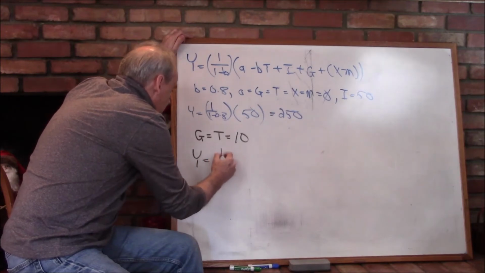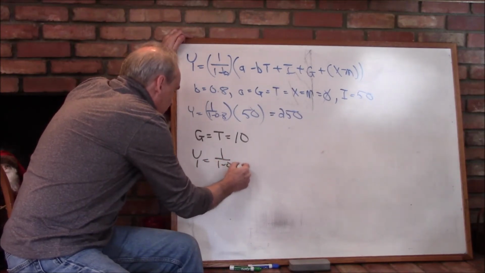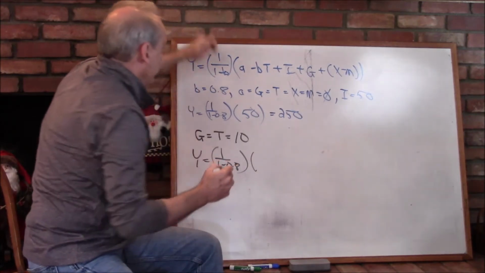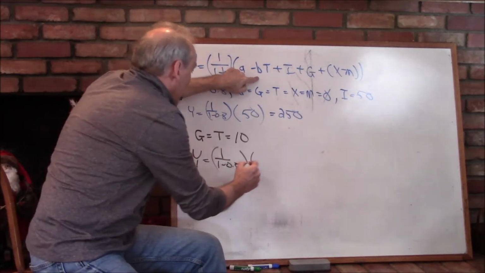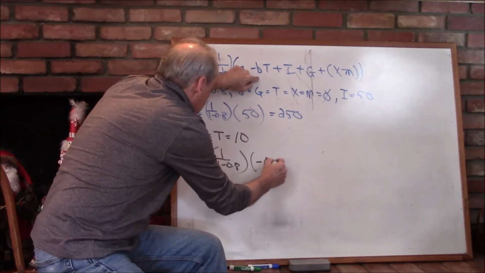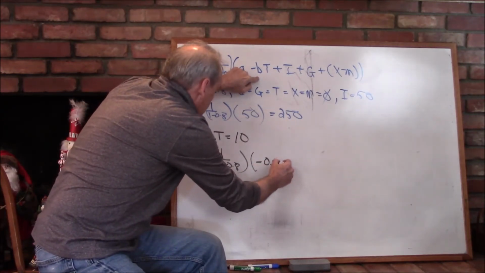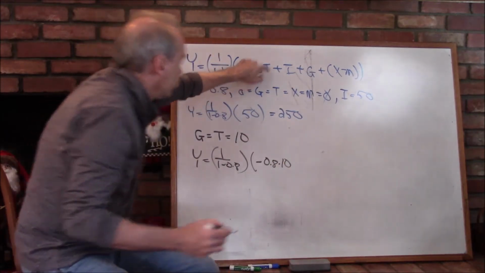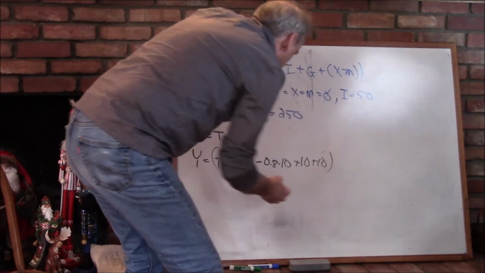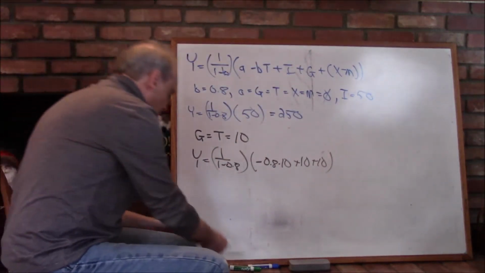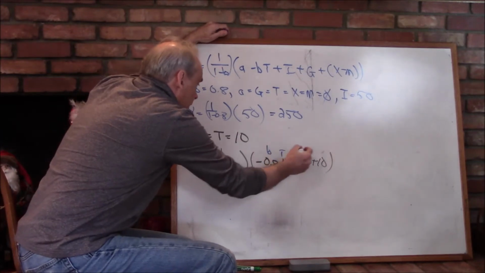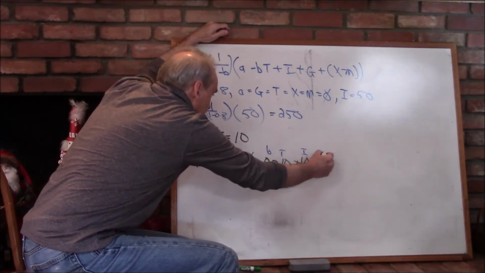Y is equal to 1 over 1 minus 0.8 times negative 0.8 times 10 plus 10 plus 10. Let me write over top of that what those were. This was b, of course, that's t, that's I, and that's g.